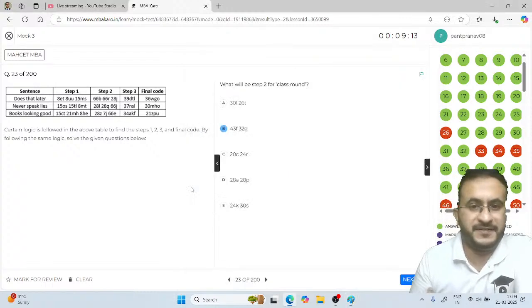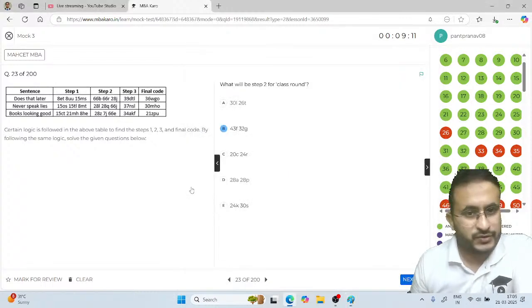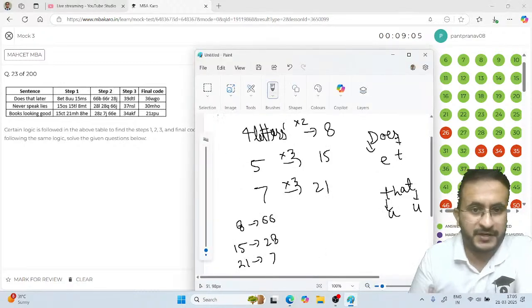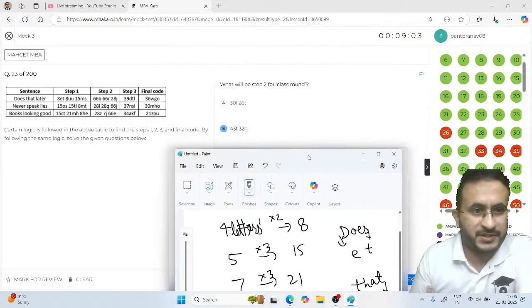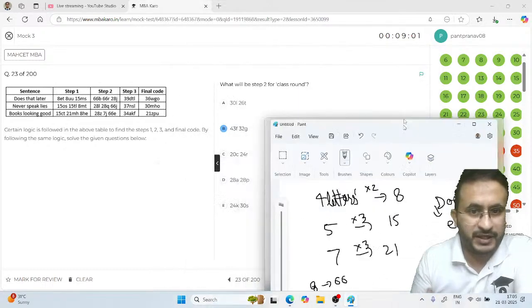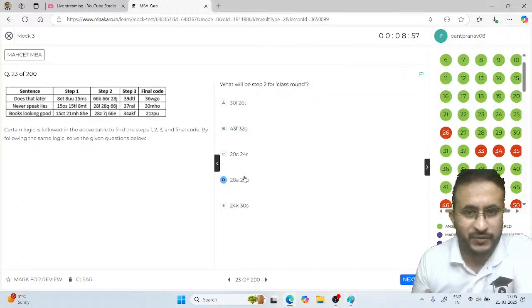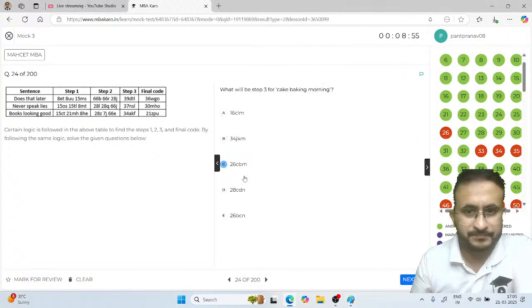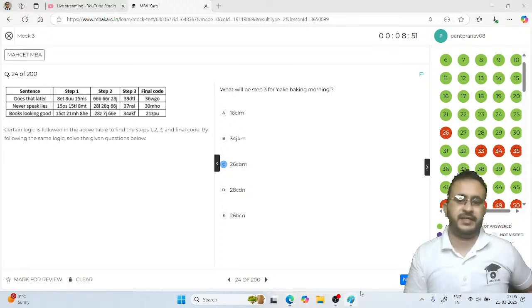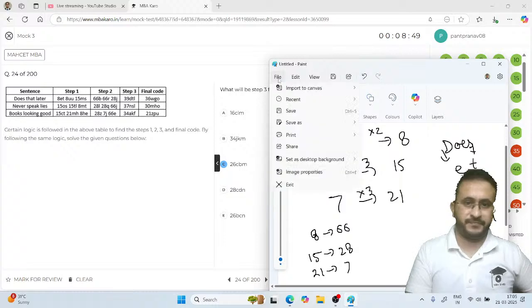Okay, first step at least we have figured out the logic. So class round is 15, 28. Let's focus on the number part only, right? Number part if we put 5 it becomes 15, 28. Class round. So I think 28, 28 will be the numbers. Cake baking, because numbers is related to the number of letters.